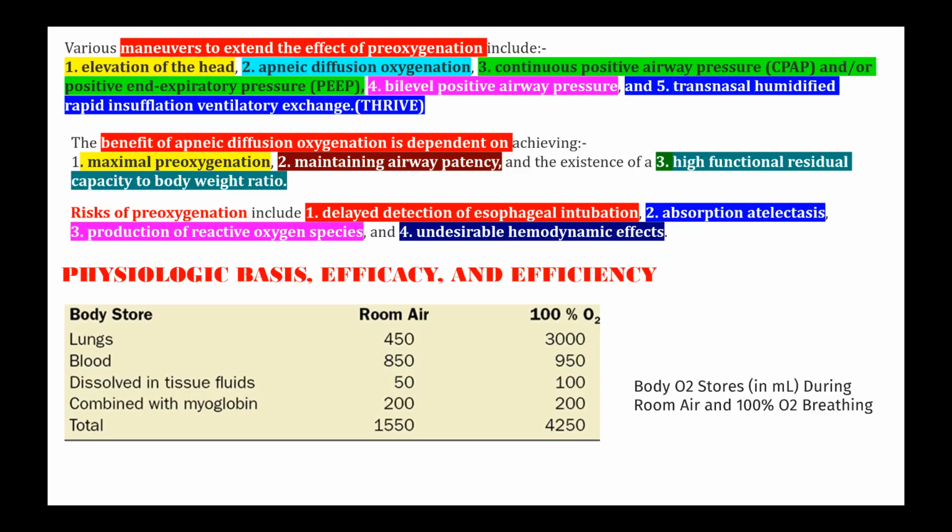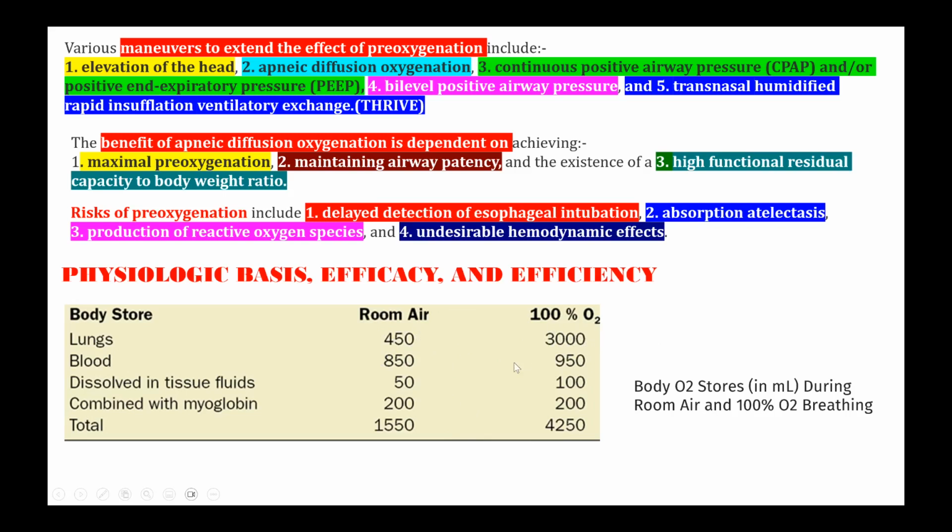So it will increase the duration of apnea. A person's normal oxygen requirement per minute, how much is that? How much oxygen? 250 ml. 250 ml we require. So if you are breathing room air and you have only 500 ml of oxygen in that, how long can you tolerate? 2 minutes. Whereas if you have 3000 ml, 6 minutes, or 2500 ml, it can be 10 minutes.